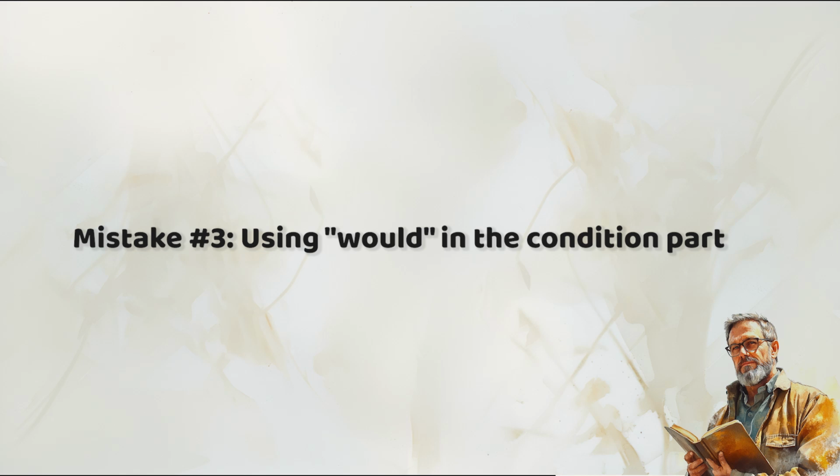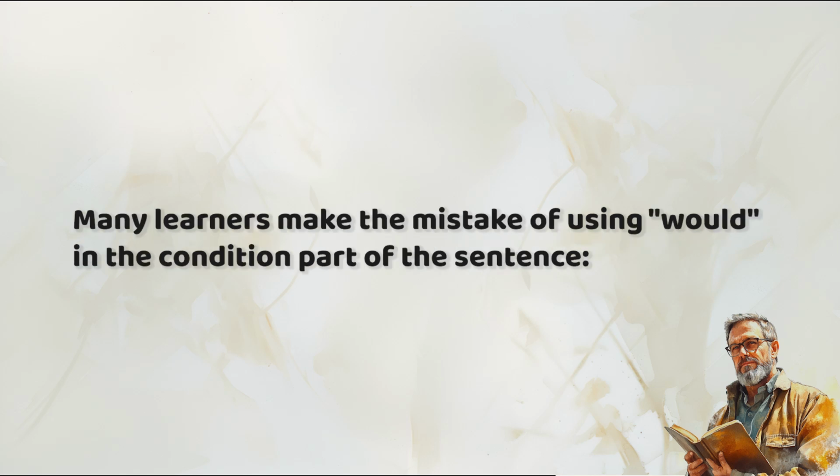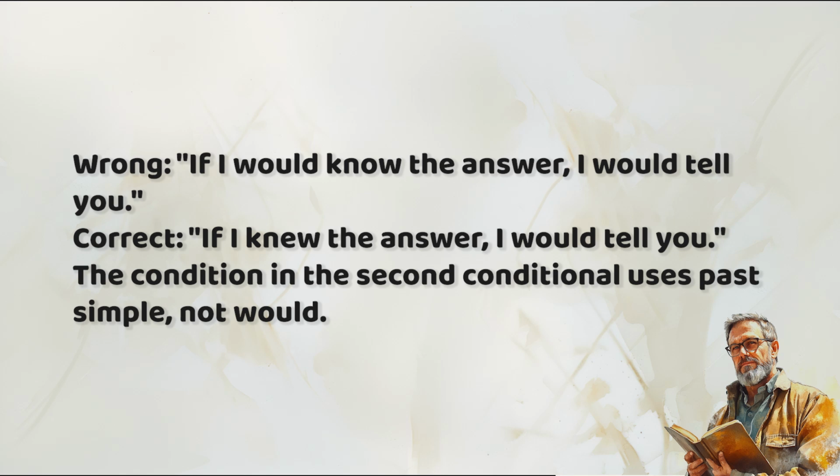Mistake number 3: using would in the condition part. Many learners make the mistake of using would in the condition part of the sentence. Wrong: If I would know the answer, I would tell you. Correct: If I knew the answer, I would tell you. The condition in the second conditional uses past simple, not would.